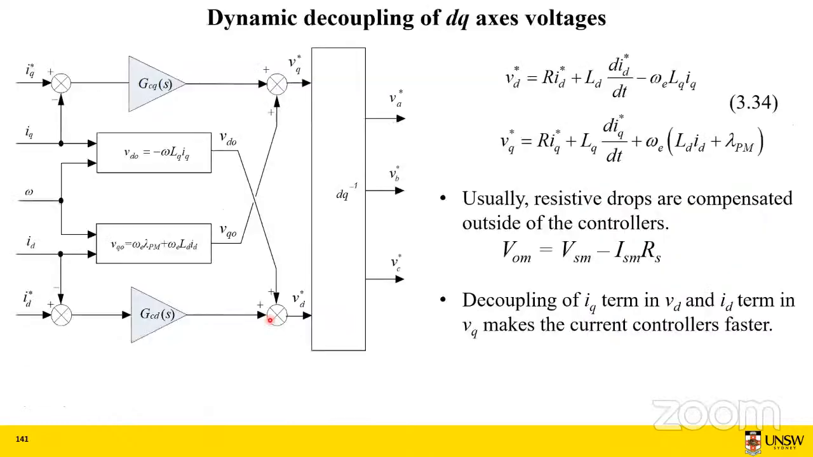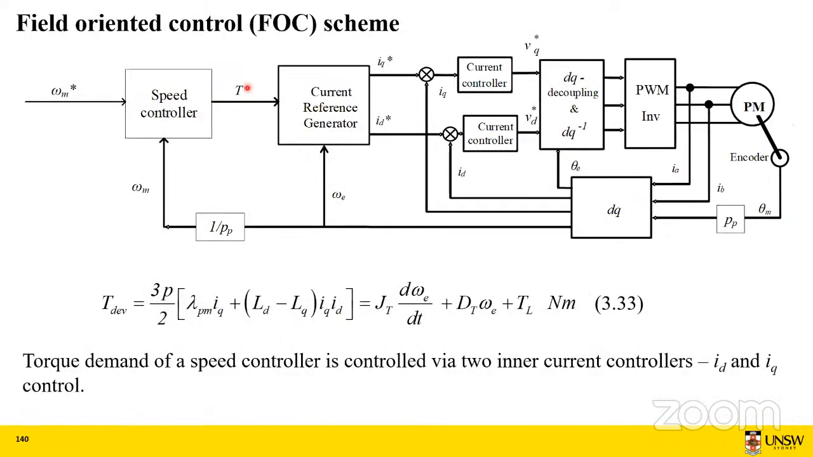Usually, IQ is determined from the torque itself, because as you can see in the torque equation, IQ is directly related to your torque. So usually the speed controller output gives you the torque, which directly translates to your IQ reference. But the value for the ID reference could be different depending on what operating condition you want to drive the motor in.